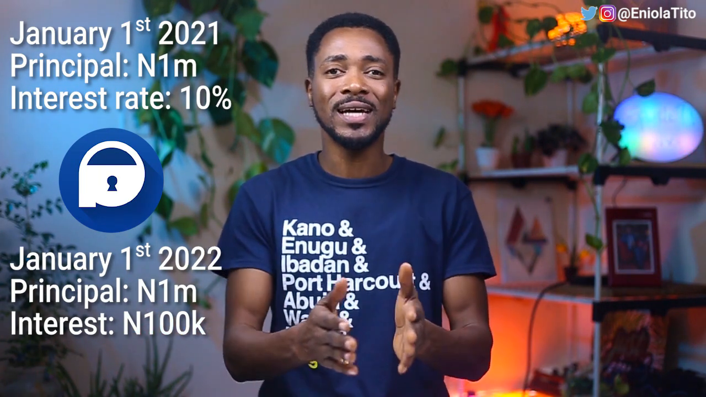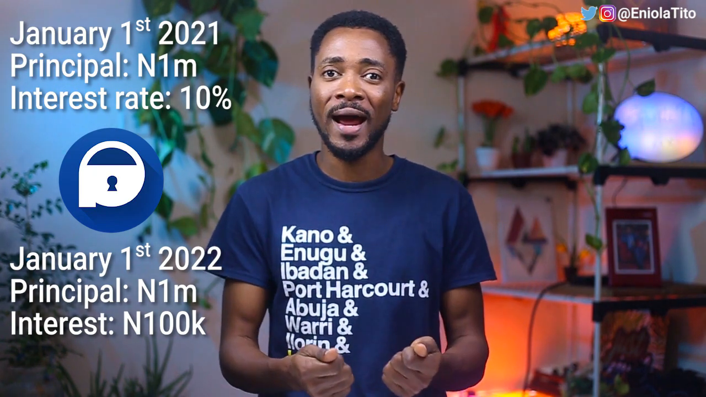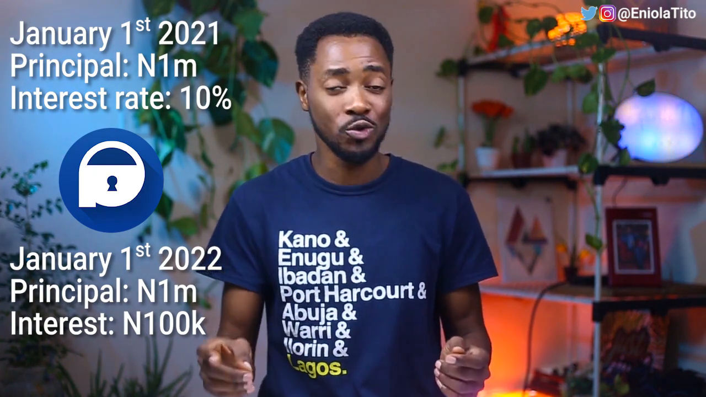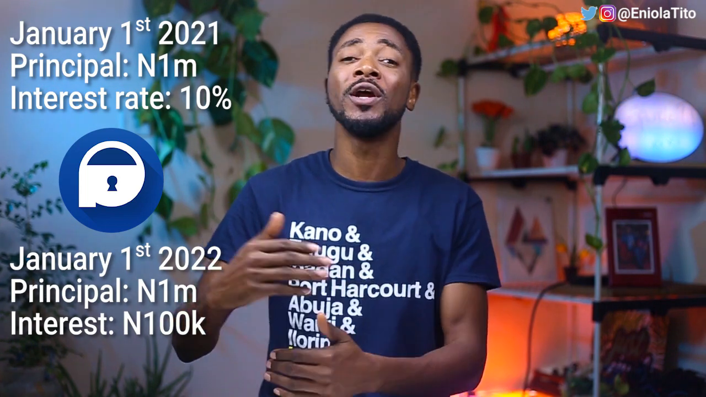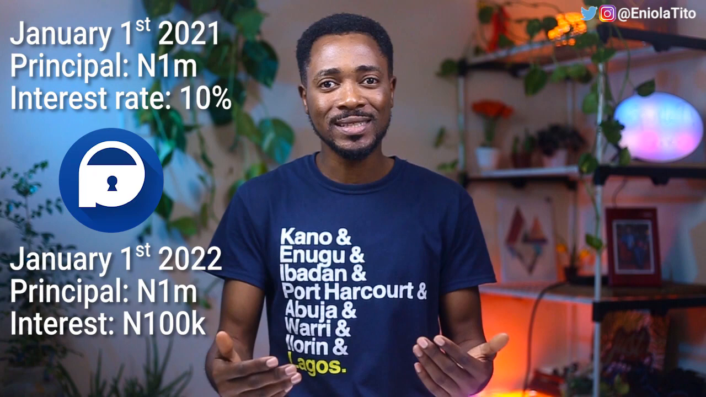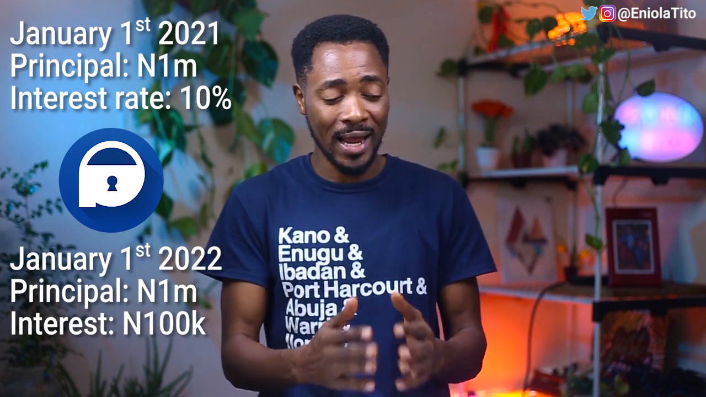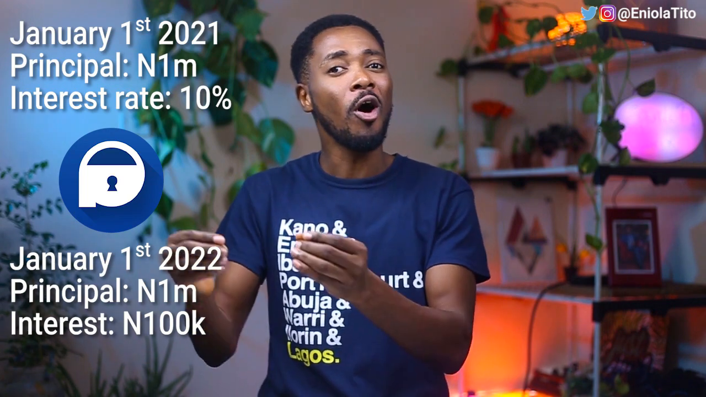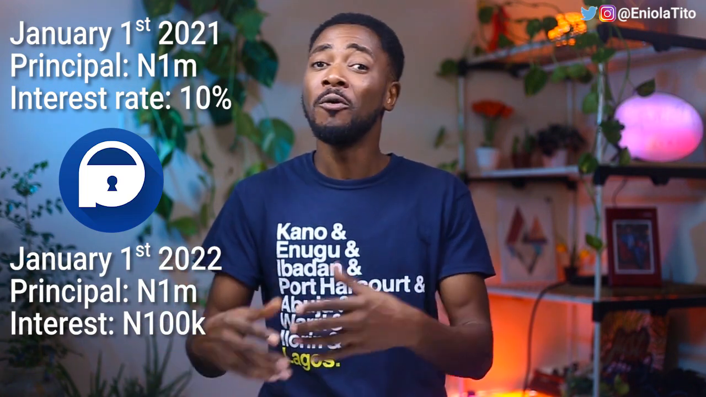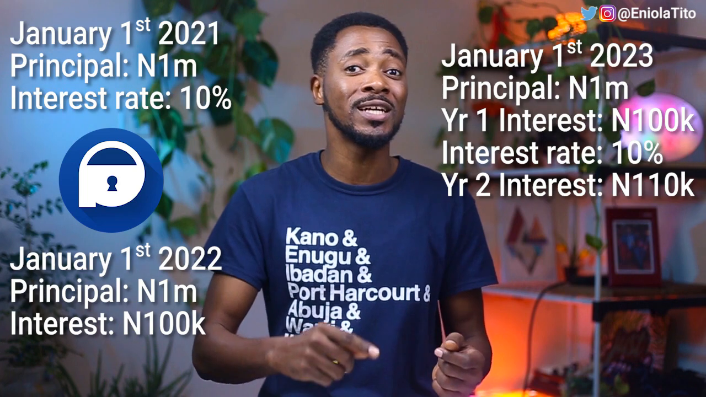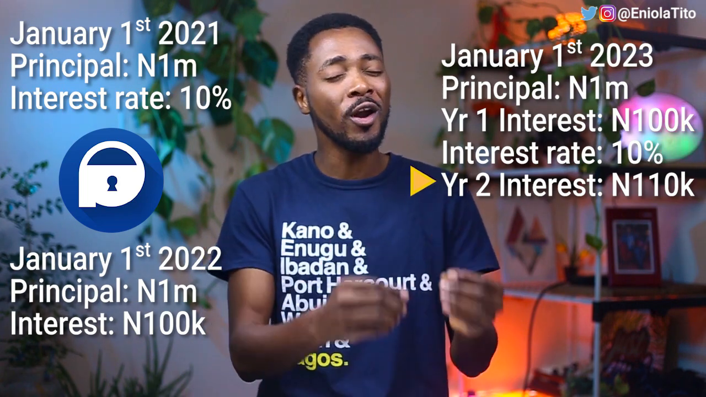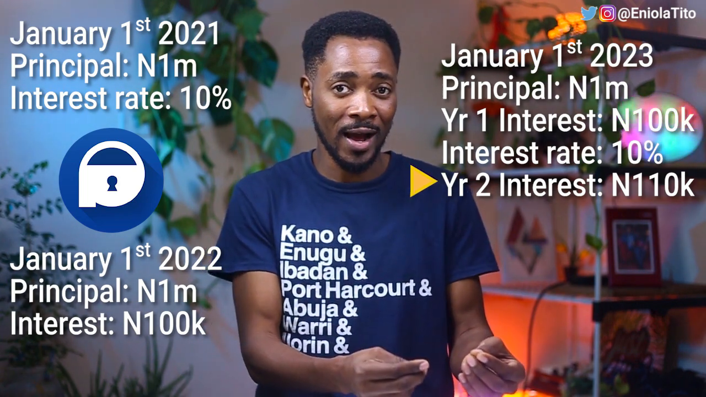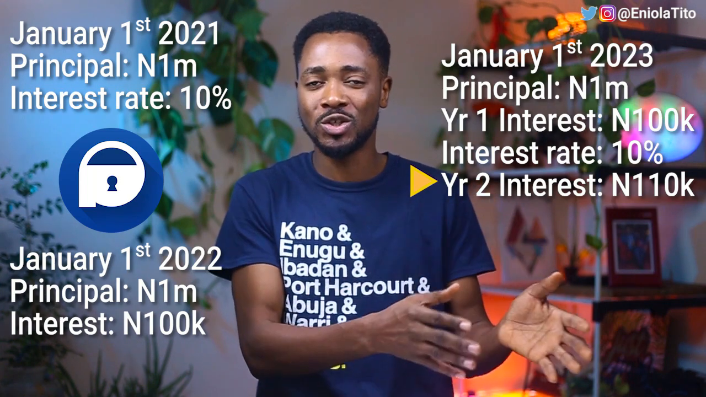Now, say you don't decide to withdraw your 1.1 million Naira on January 1st, 2022, but instead you leave it to continue earning interest throughout the year of 2022. This means that compound interest will work now on both your interest, your 100,000 Naira, as well as your principal of 1 million Naira. Meaning that on January 1st, 2023, you earn 110,000 Naira on your new interest and principal.